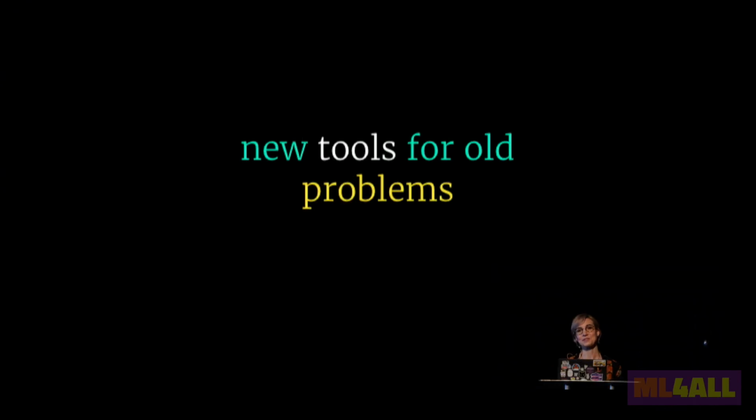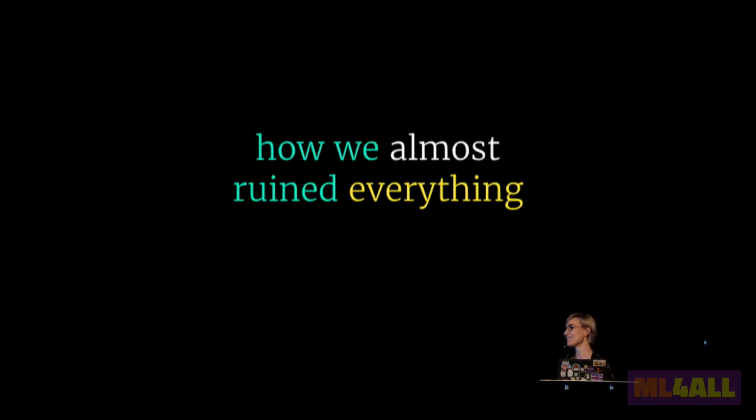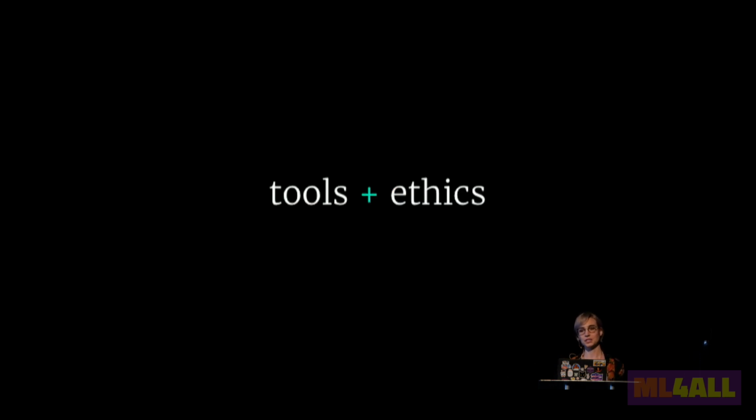This talk today had a lot of different titles that I cycled through. One of them was "New Tools for Old Problems." Another one that I considered was "How We Almost Ruined Everything." So you could probably see where this is going already, especially given what's been coming up in the media about machine learning. This is really more a talk about tools and ethics, and it's trying to inspire us as a community to start thinking about the good that machine learning can do, but also about how much work we still have to go in order to start tackling this big problem.